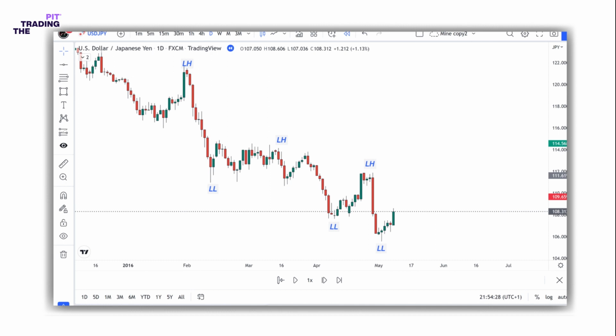Quick question. What is the direction of the market here? The answer is simple. The market is in a downtrend, or bearish trend. Because the market keeps creating lower highs and lower lows, we simply have to look for a selling opportunity.